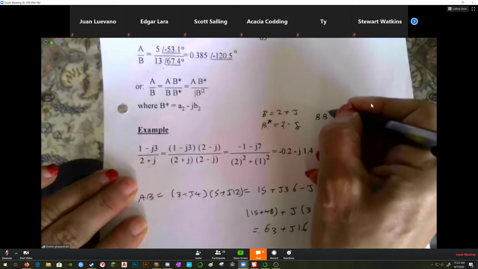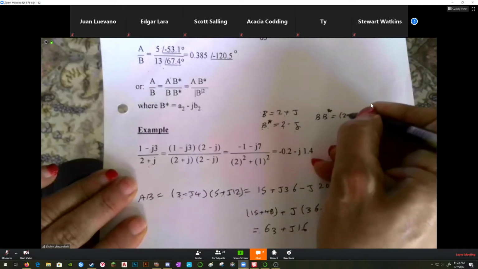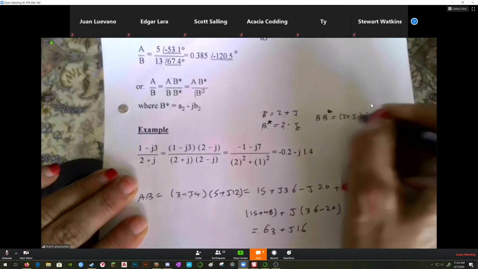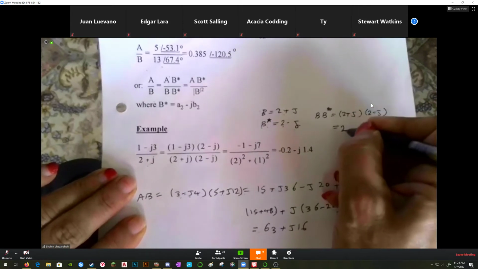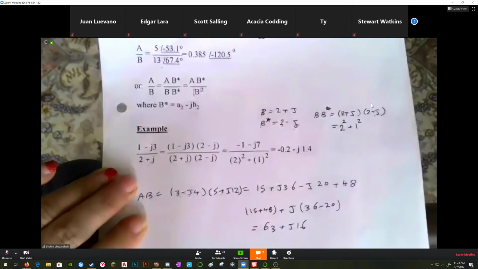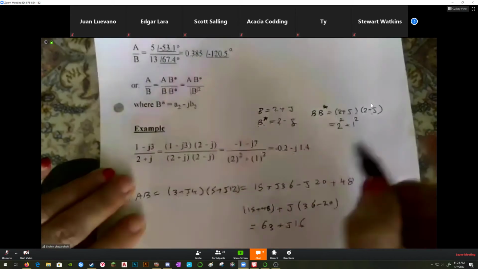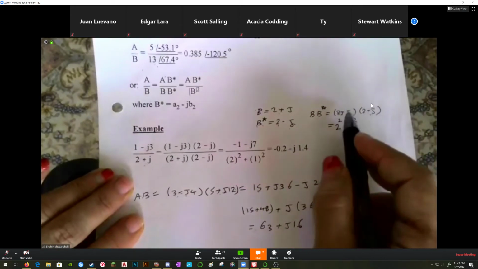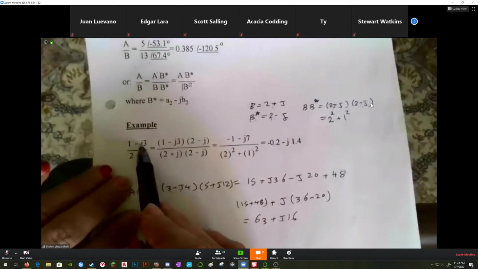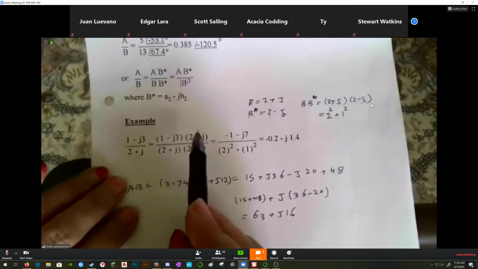If I multiply any number by its complex conjugate, what happens? B times B star is (2 plus j) times (2 minus j). If you multiply that out, it is always the square of the real plus the square of the imaginary, because j squared is negative 1.